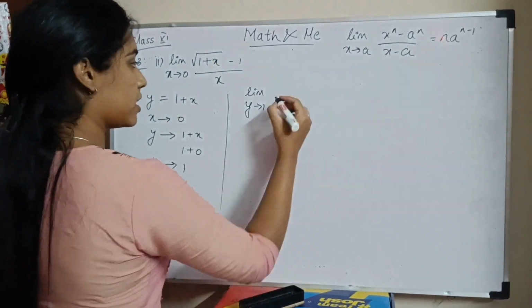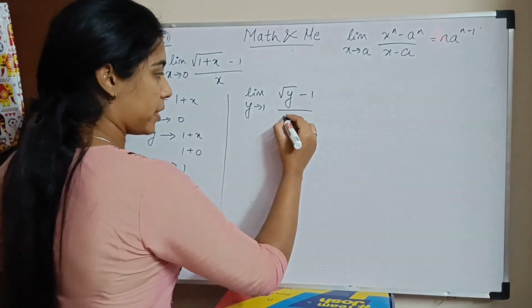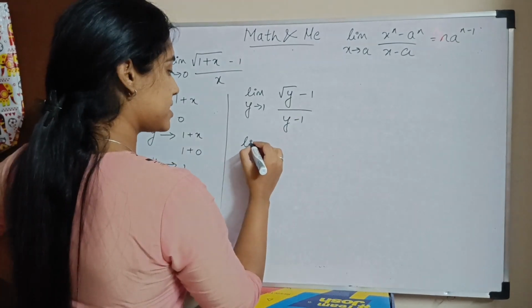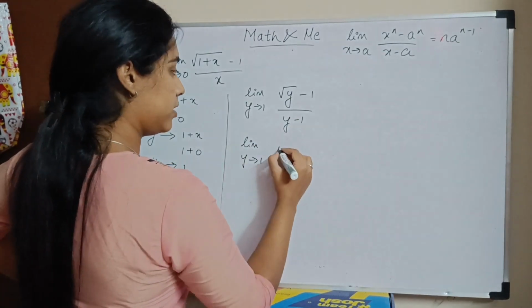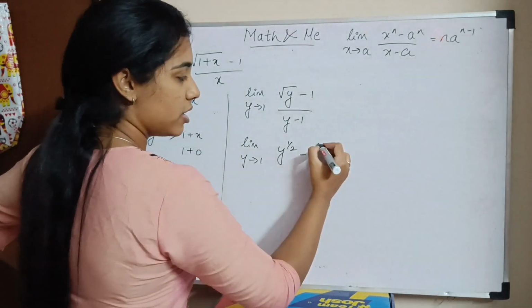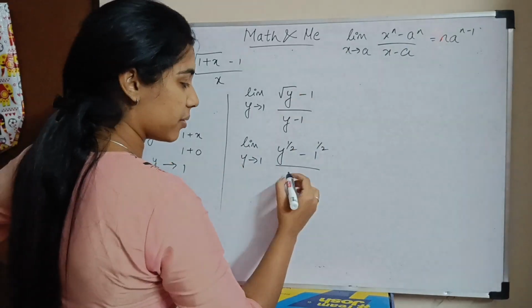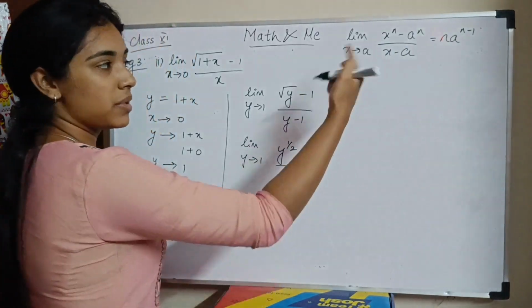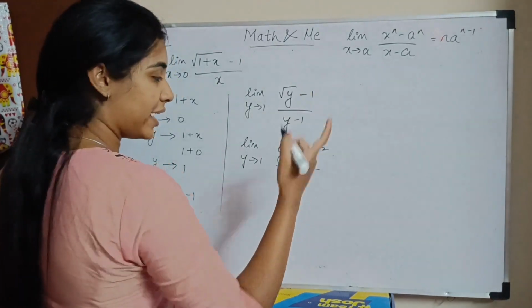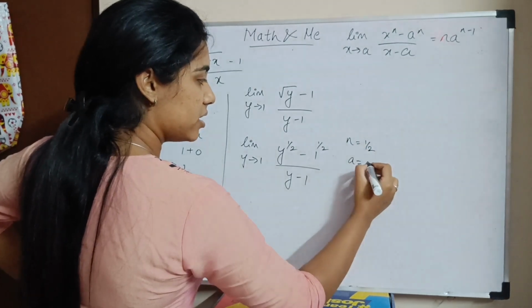root of 1 plus x becomes root y minus 1 divided by y minus 1. Right? So இது எப்படி எழுதலாம்? You can write it as limit y tends to 1, y to the half minus 1. What do you need? 1 to the half. ஏன்னா n value same ஆ இருக்கணும் according to the theorem. Y minus 1. இப்போ நம்ம theoremக்கு நம்ம கொண்டு வந்தாச்சா? So you get n a to the n minus 1. What is your n? It's half. What is your a? It's 1.